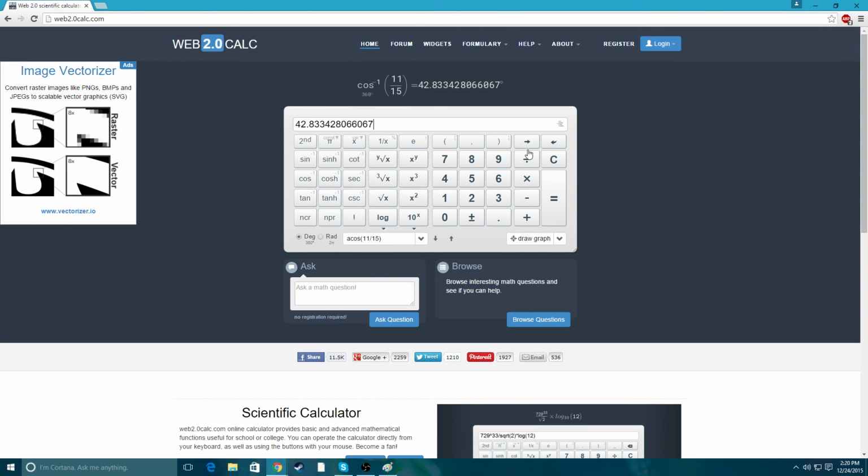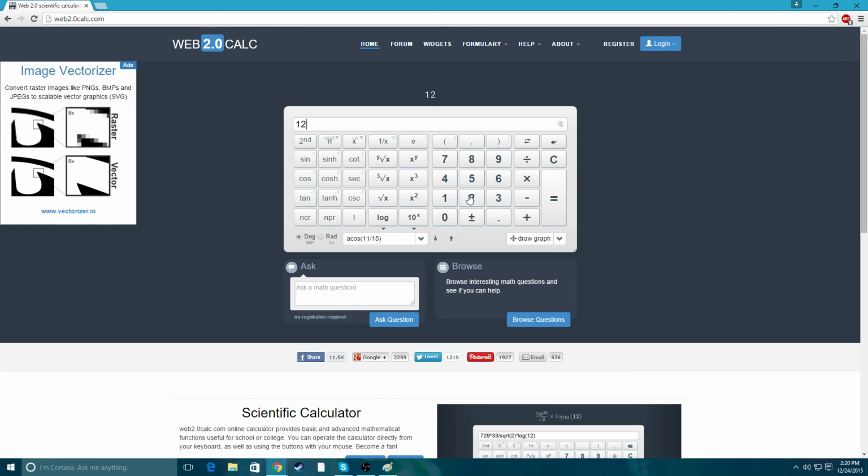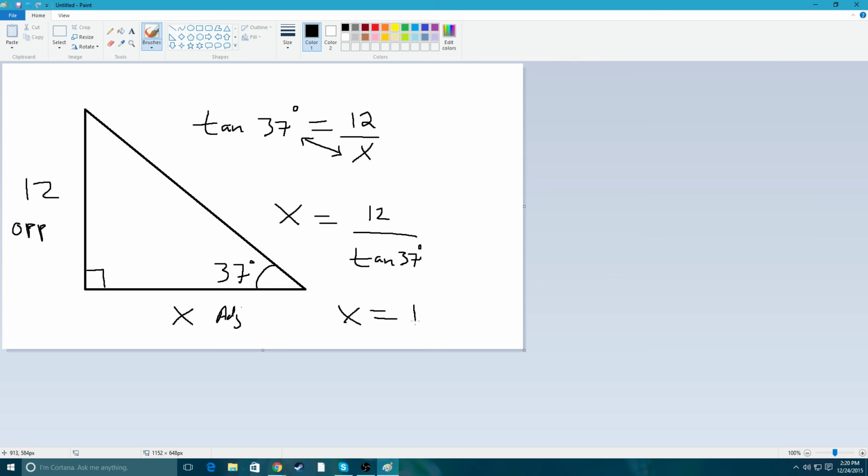So we plug that into our calculator. 12 divided by tan of 37 degrees. And we get the side length is roughly 15.9. So x equals 15.9. And that's how you solve trig ratios.